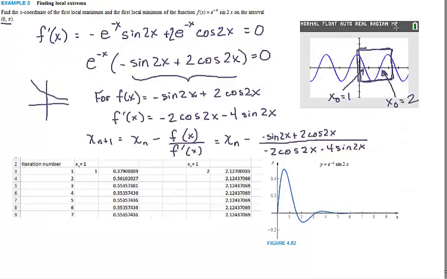I probably should look at my graph. Alright, here's the graph of the entire function, and I can see that I have a local max, and that is going to occur at this 0.5535, and then my local min is occurring at the 2.12 right there. Nice.